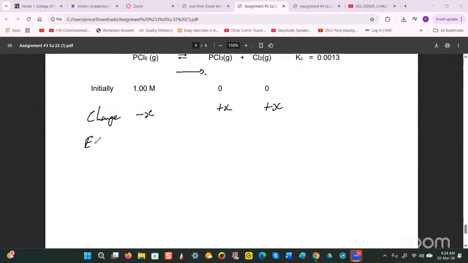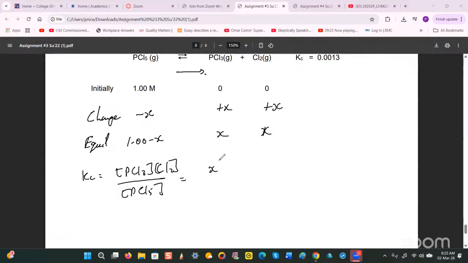So at equilibrium, you're going to have 1.00 minus X. Here you're going to have X, and here you're going to have X. So therefore, Kc would be equal to the concentration of PCl3 times the concentration of Cl2, all divided by the concentration of PCl5, all right? So that would be X squared over 1.00 minus X, and that would be equal to the Kc value, which is 0.0013, right? And then now, again, I'm going to skip all the steps that I went through.